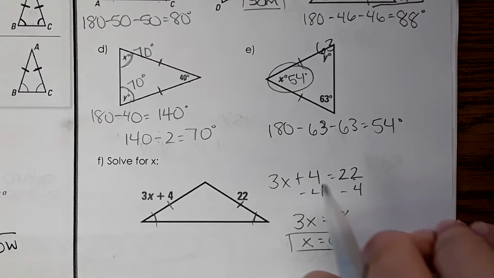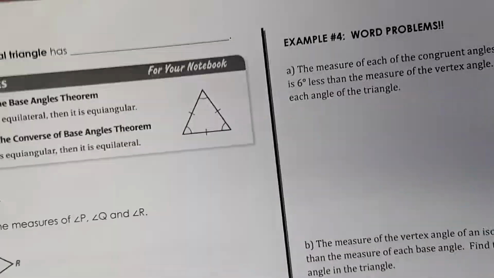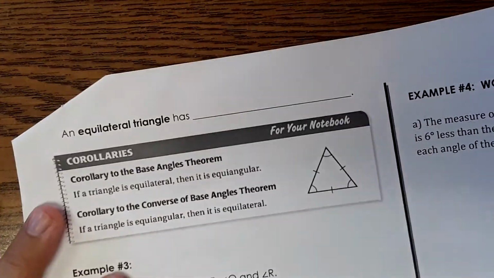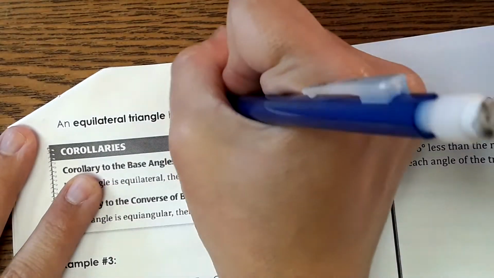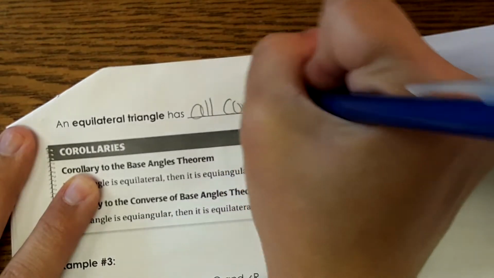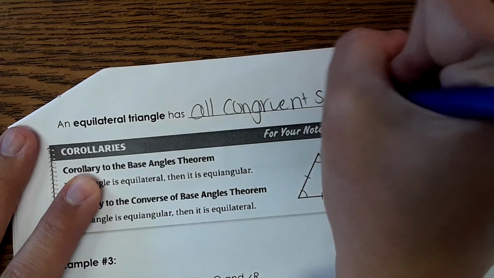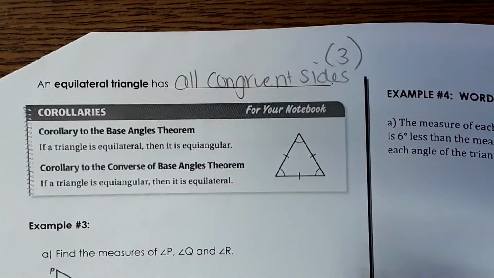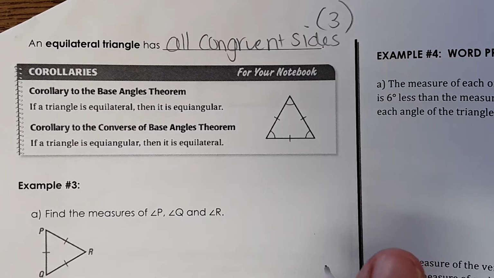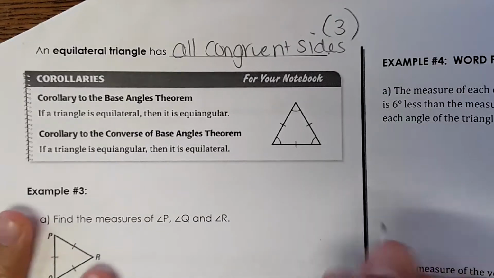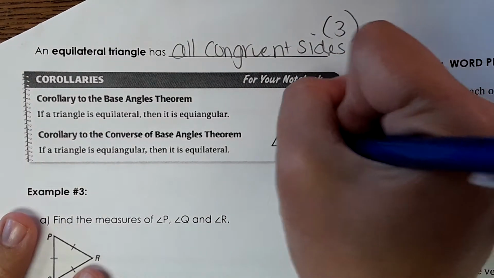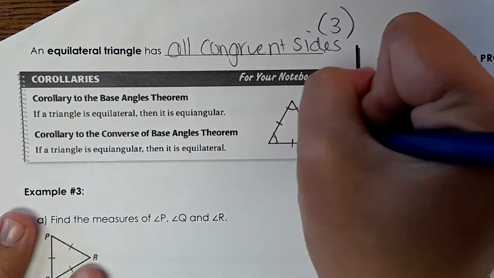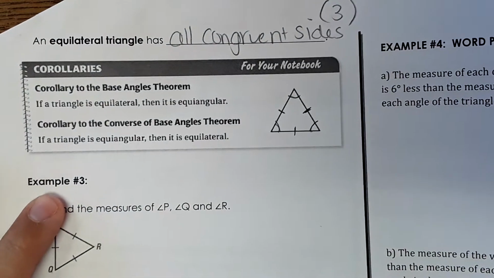Okay, so one last page, flip it over to the other side. Now this page is about equilateral triangles, and an equilateral triangle has all congruent sides. As you know, triangles have 3 sides, so it would be 3 congruent sides. Like I showed you on the board, if all your side lengths are the same, then all your angles are going to be the same, or if all your angles are the same, then all the side lengths will be the same.